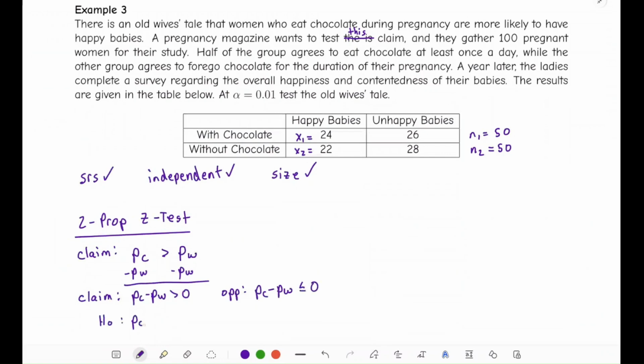The null would be equal to 0. And then the alternative matches the claim again. So PC minus PW is greater than 0. Since our alternative is greater than 0, that tells us that we are doing a right-tailed test, this time for the bell-shaped normal distribution. And we have alpha 0.01. That's quite a low significance level for a study of this magnitude. Okay, so now I'm going to go over to R to get my test statistic.